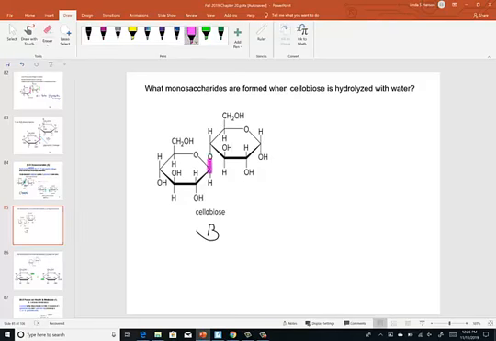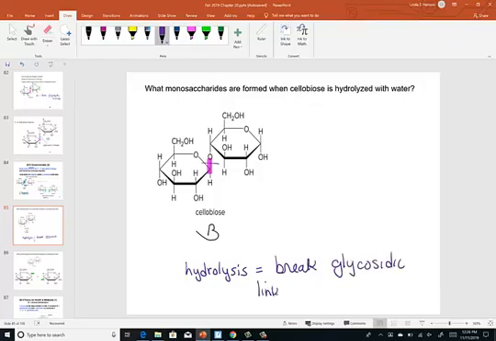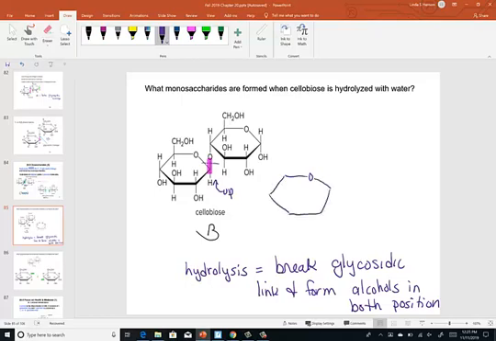Locate the glycosidic linkage, and that's the bond that is going to break and reestablish the alcohols. So hydrolysis means to add water across the bond. You're going to break the glycosidic linkage and form alcohols in both positions. And then just take note if it's alpha or beta. Notice this is pointing up, so at carbon number 1, as you continue to draw that, the alcohol will be pointing up because it's a beta alcohol. And then, of course, everything else will go in just as it appears in the original drawing.